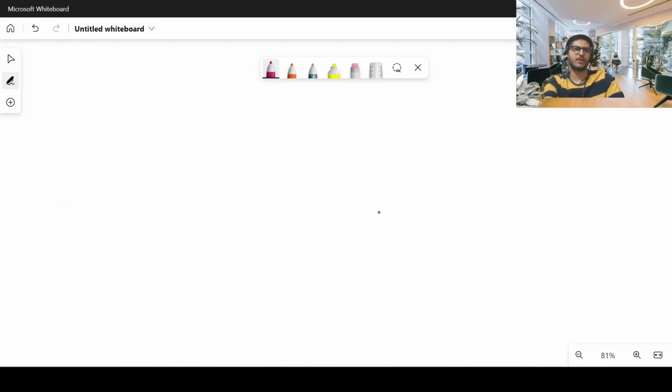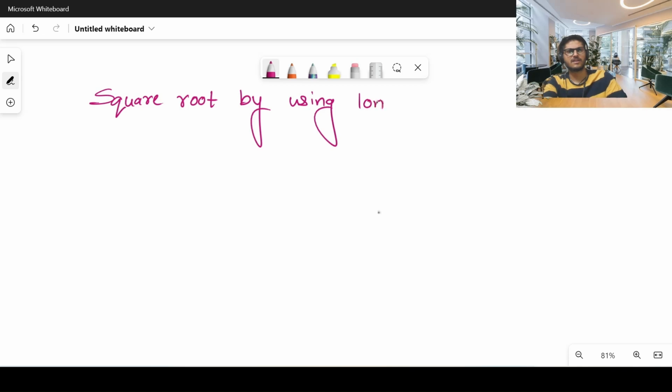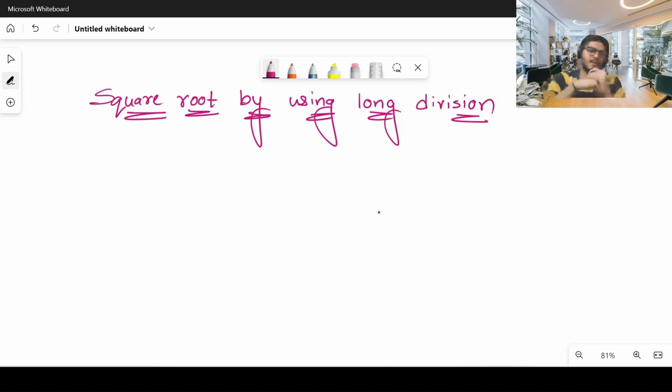So in today's class we are going to see how to find out the square root of a number by using long division method. Okay. Now you must have heard what long division is in your lower grades, that is in 8th standard, but believe me, there are so many students who are still finding this difficult even in 10th grade.